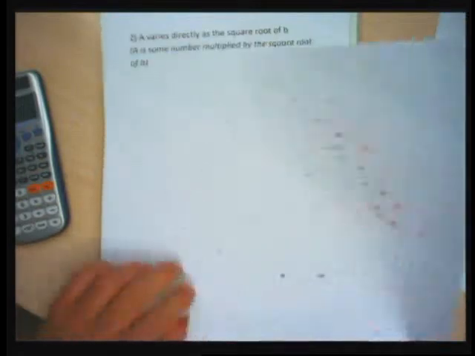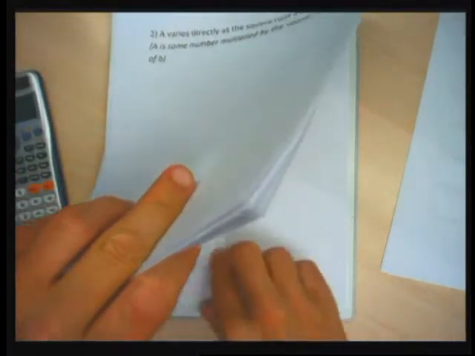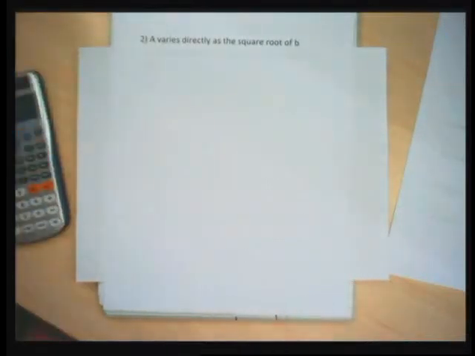Now I'm going to get into the first few problems. The first section of problems all it gives me is a statement, and it wants me to take that statement and change it into an equation. So problem 2 gives me the statement a varies directly as the square root of b, and it wants me to take that sentence or sentence fragment and change the words to symbols.